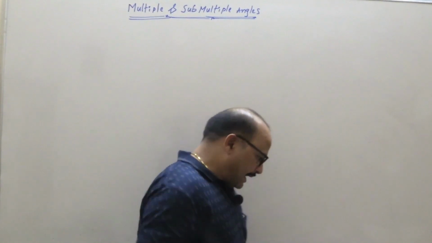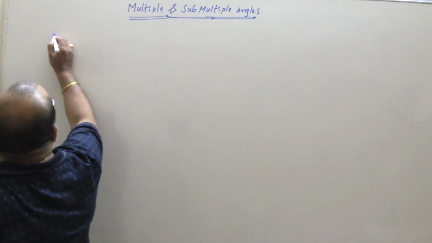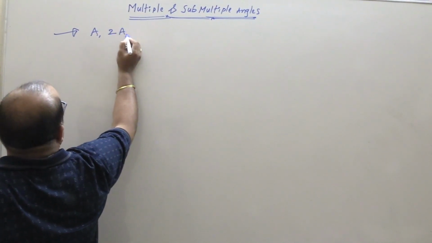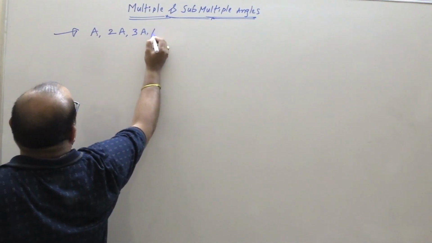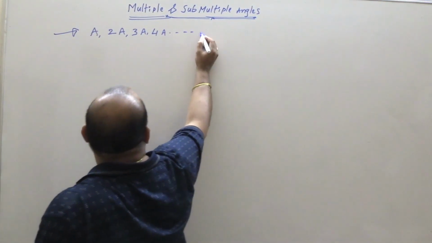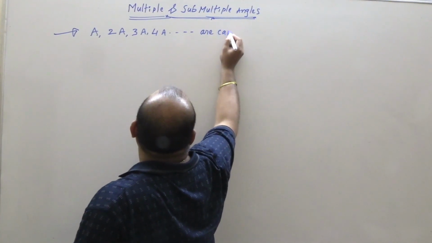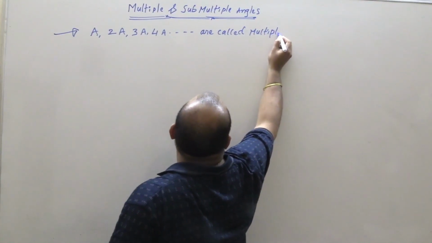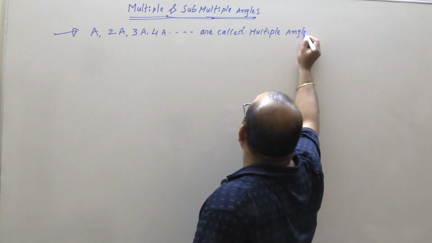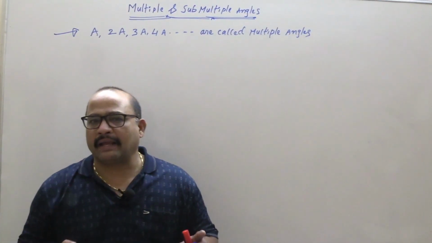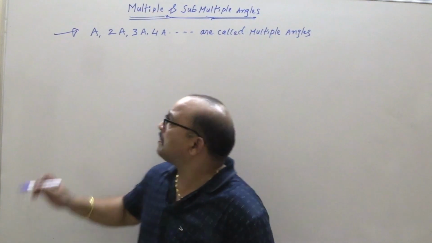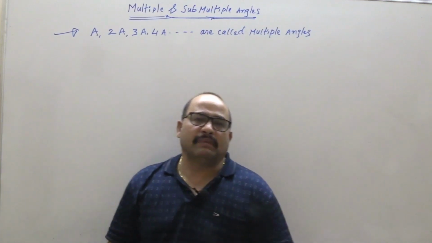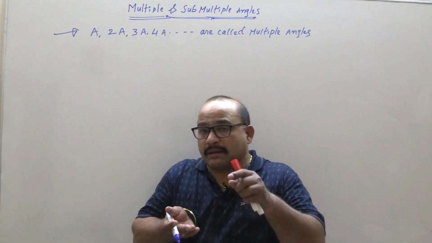Students, A is one angle. Next, multiples, that means 2A, 3A, 4A and so on, are called multiple angles. Okay, students? A is one angle, then multiply it by some number, 2, 3, 4 and so on. That is called multiple angles. What are submultiples?